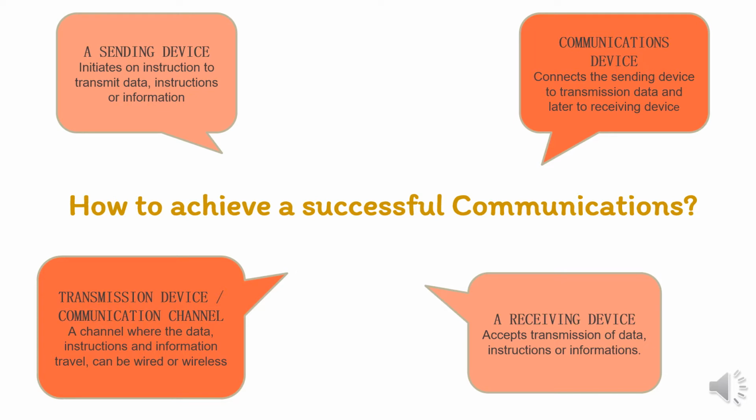Third, we need a transmission device, or it is also known as communication channel, which is a channel where the data, instructions, and information travel, and it can be wired or wireless. Lastly, we need a receiving device. A receiving device is a device that accepts transmission of data, instructions, or information.